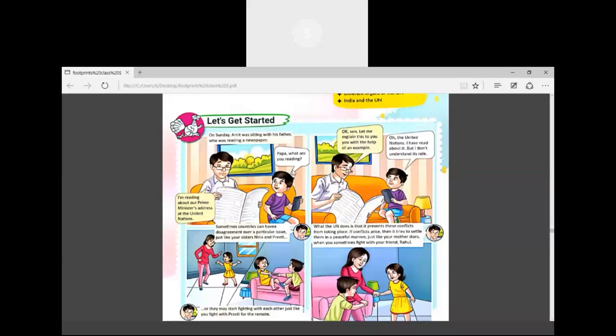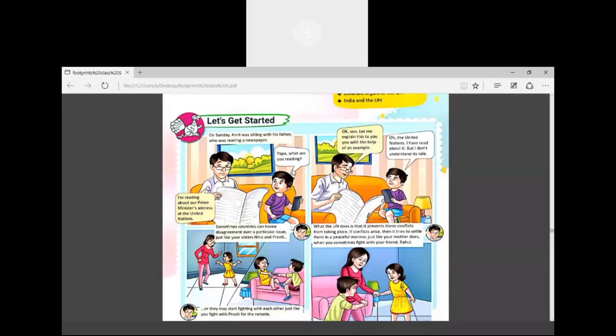After the First World War, the League of Nations was formed, and a few nations joined that league. League means a group, right? That League of Nations tried to control the war, but it did not happen. It could not maintain the peace, and the Second World War took place. After the Second World War, this United Nations was formed.